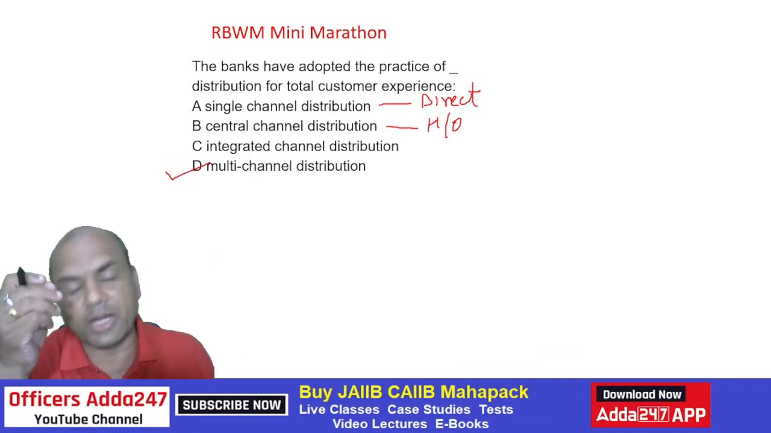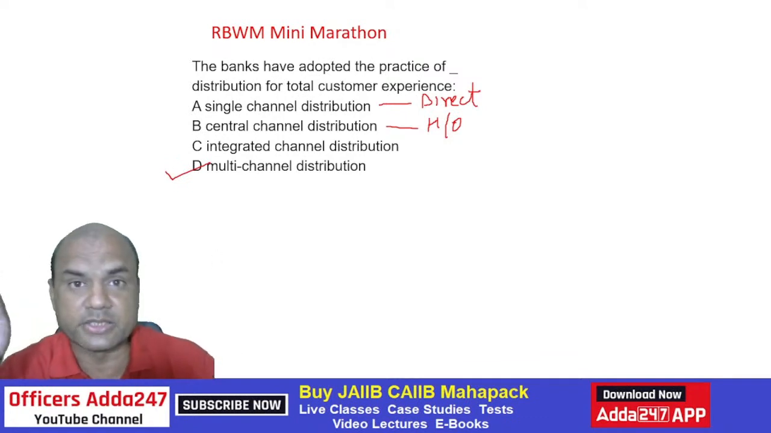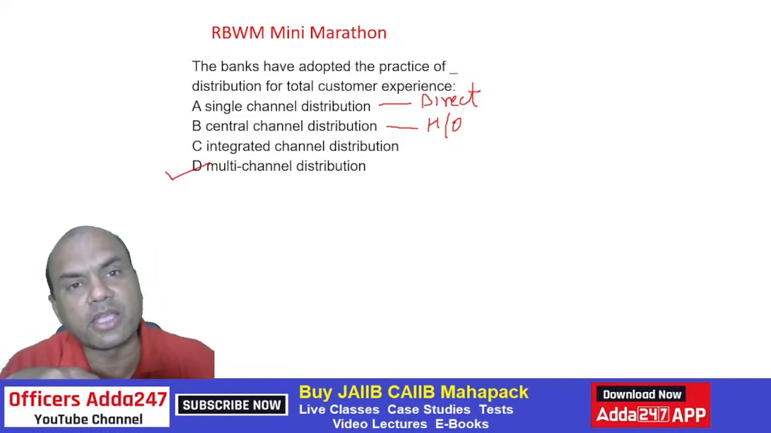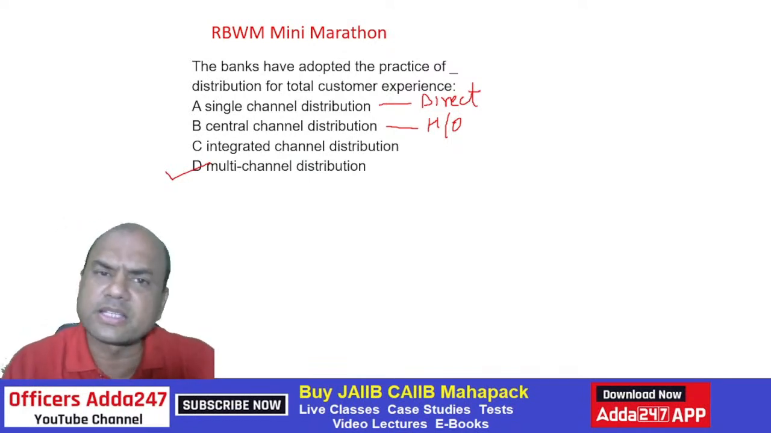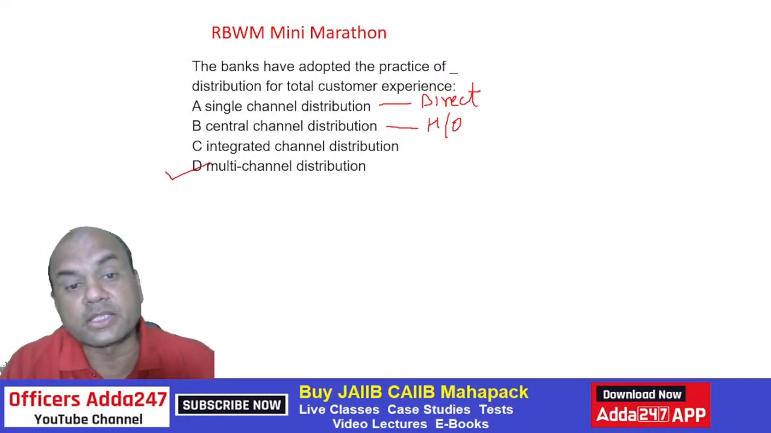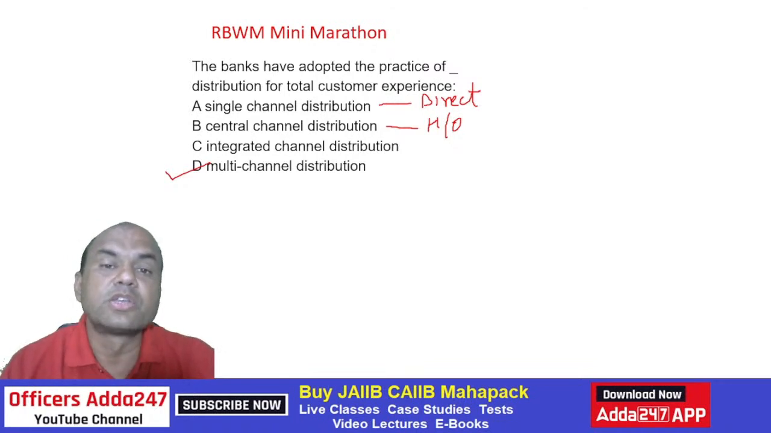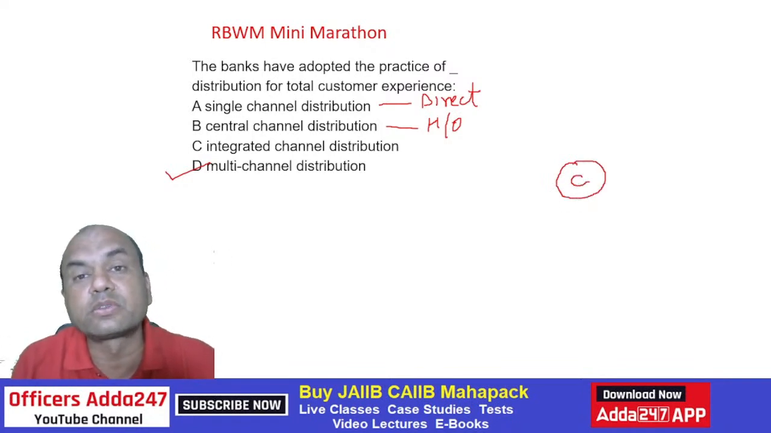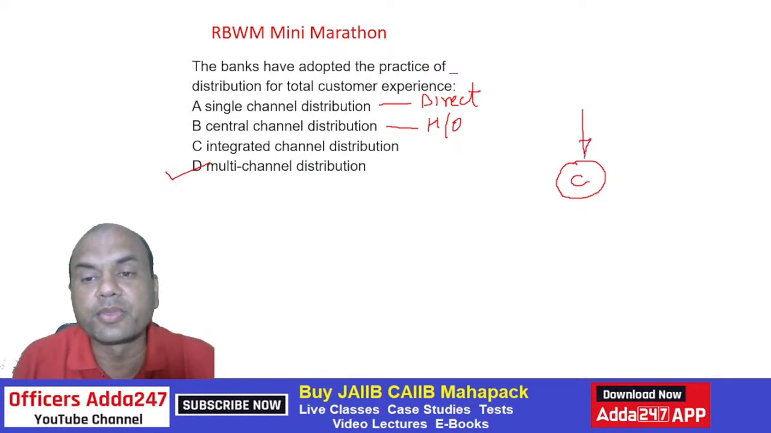Because banks have adopted the practice of multi-channel to better the customer experience. Whenever the customer goes through various channels, internet banking, app banking, mobile banking, or even the branch, anywhere the customer goes, that customer will have a better experience. Let me show you this. Suppose this is a customer. Through what channels can the bank reach the customer? Number one, the branch. Second channel is mobile banking. So the bank will reach through mobile banking.